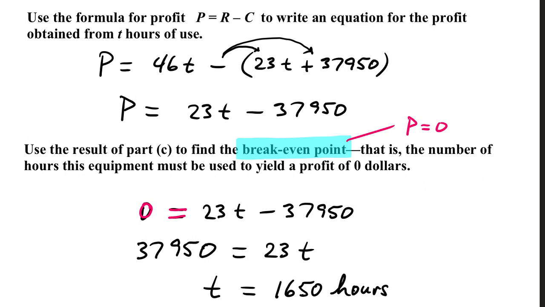So we take our formula or our equation from Part C, replace profit with 0, add 37,950 to both sides, divide by 23, and we get T equals 1,650 hours. After this time, there will be a profit. The revenue will be more than the cost.